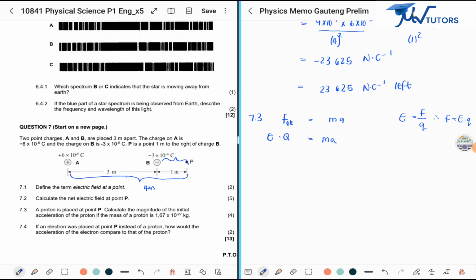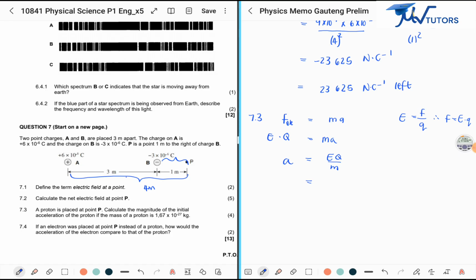So let's just see what we can put in there. What we calculated was the 23,625, right? And then what is the charge on a proton? Do you know? Okay, before I even, let's just do this. What are we looking for? We're looking for acceleration. So let's just write this in terms of acceleration. Acceleration is EQ over mass.